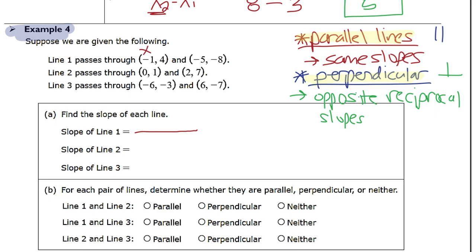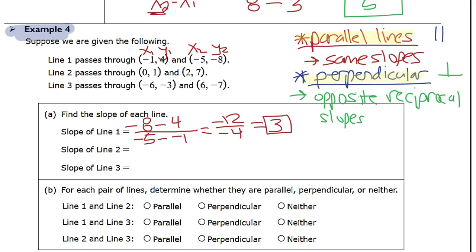So again, if I do x1, y1, x2, y2, I'm going to start with my y's. So I'm going to start with the negative 8. I'm going to subtract the other y. And then since I started with negative 8, I have to start with the x's on the same point, which is negative 5, and minus the negative 1, which gives me that, and I can type that into my calculator to get negative 12 over negative 4, which is in fact a positive 3 for that slope.